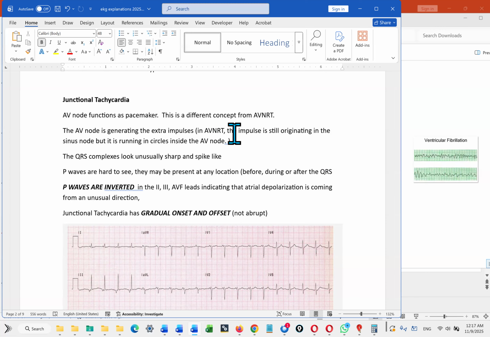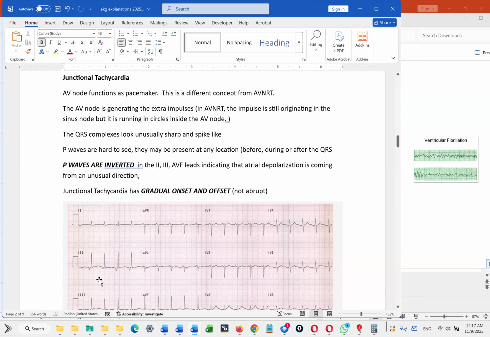Now, if the P waves are inverted in 2, 3, and aVF, that should be a clue that the atrial depolarization is coming from an unusual direction. But the main thing to remember is the QRS is extremely sharp looking, and you may or may not see a P wave. You may see a P wave right before the QRS complex. You may not see a P wave at all because it may be hidden by the QRS complex, or you may see one right after the QRS complex. So that combination of extremely thin-looking QRS complexes with a P wave in odd locations. And the other point to remember is that junctional tachycardia has gradual onset and offset.